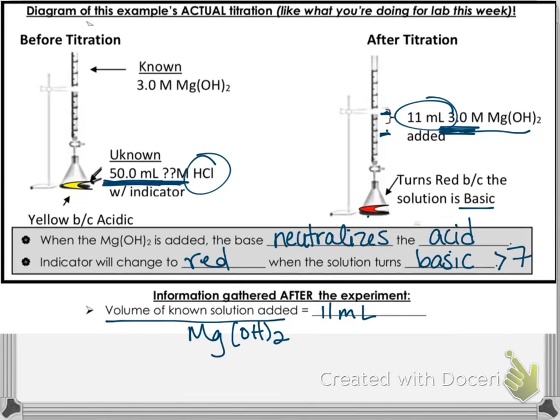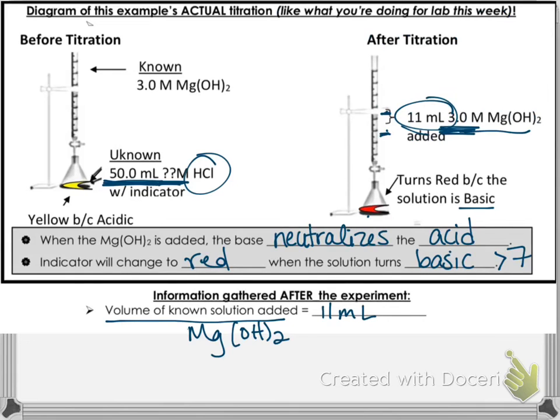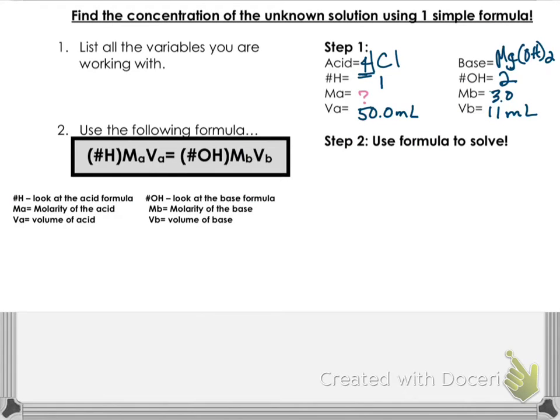And the volume we determined experimentally, we saw how much we added before the indicator changed, and that was 11 milliliters. All right, well, we have everything we need. We just need to plug it into the formula and solve. So we have 1 times the molarity of the acid, which is what we don't know, times the volume of the acid, which was 50 mLs. This is equal to the number of hydroxides.